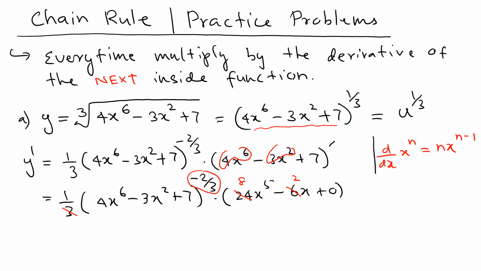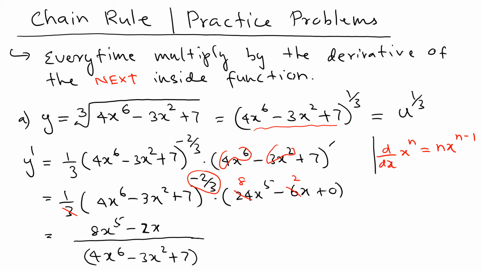So we can write this as 8x to the 5th minus 2x, divided by 4x to the 6th minus 3x squared plus 7 to the 2/3 power. The 2/3 power means you take the square first and then take the cube root. That's what it means. So that's the final answer for this one.